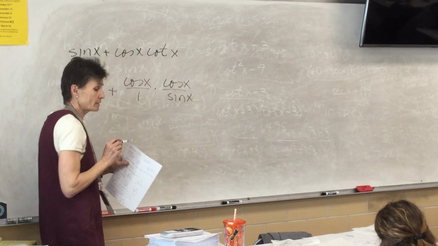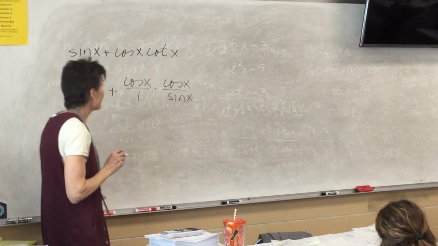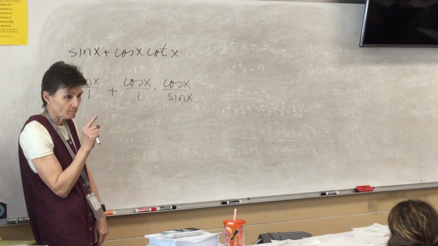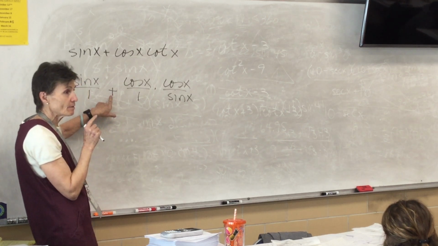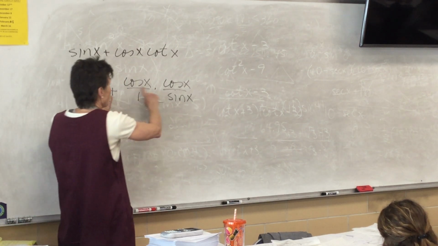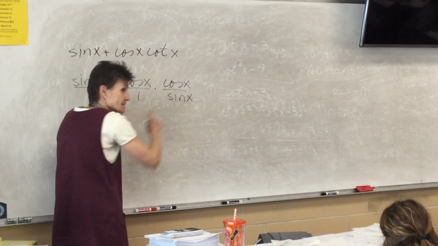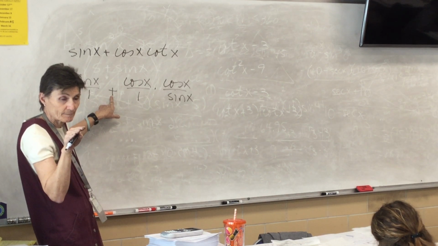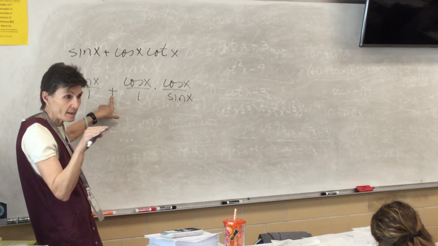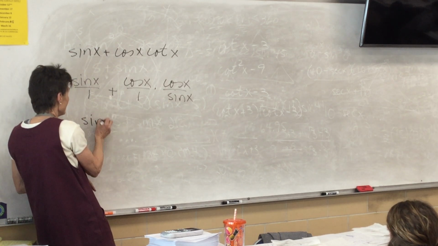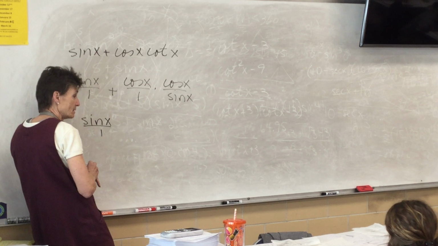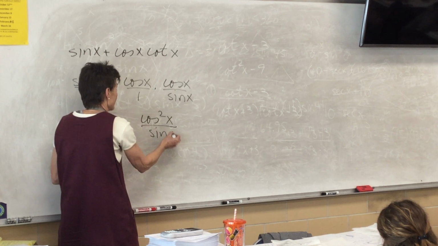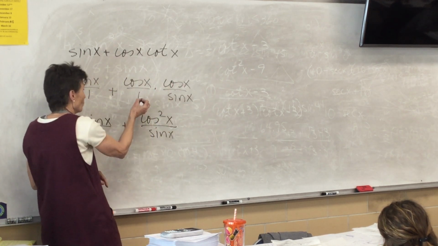Now, I want you to listen real carefully. You are in the habit of canceling, and that's good. That's a good habit. But you can only cancel when you're multiplying. You see that right there? Do not even think about canceling that sine with that sine. You can only cancel if it's multiplication. Okay? So what I have here is sine over 1 plus cosine squared over sine, because cosine times cosine, 1 times sine.